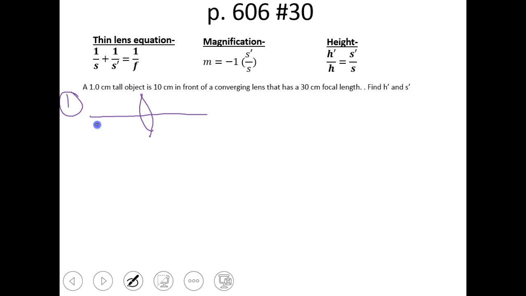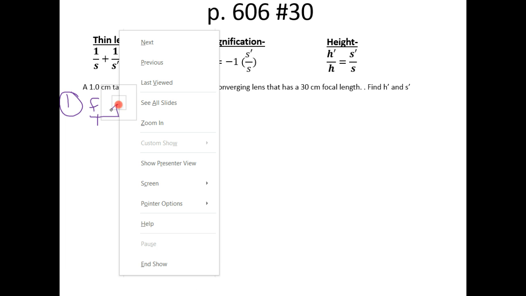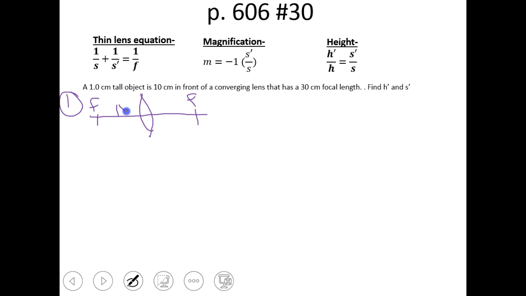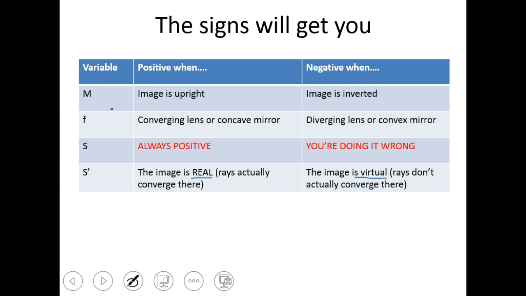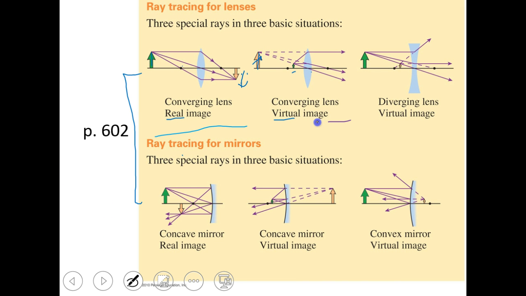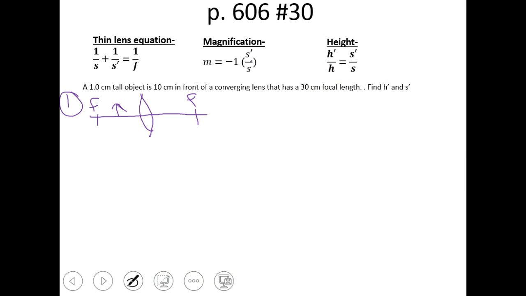That has a 30 centimeter focal length, and so my focal point is way out, and my object is inside of the focal length. And so either because I know how to ray trace or because I'm using my cheat sheet, doesn't matter to me, you know that we are now talking about this situation, which means that we have a virtual and an upright image, right? And that means a few things for our signs.